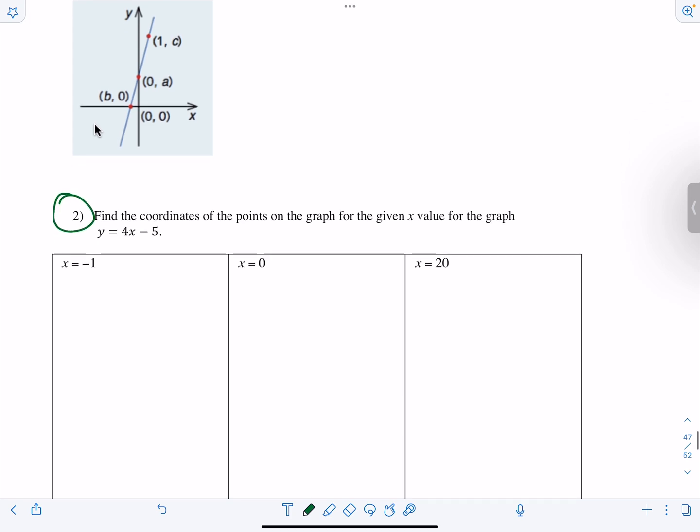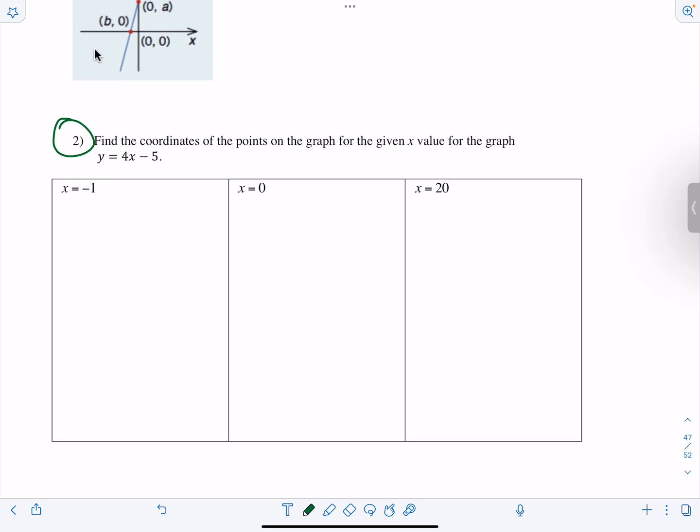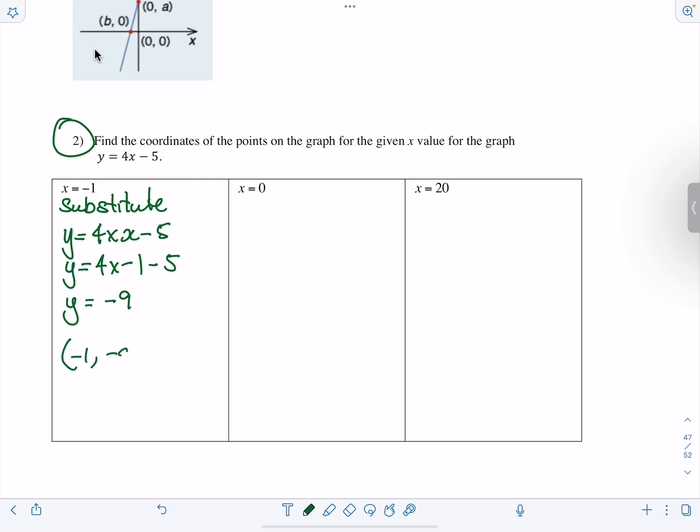Find the coordinate of the point on the graph for the given x value for the graph. Okay, so we're going to substitute. Okay, so y is equal to 4 times x minus 5. Y is equal to 4 times negative 1 minus 5. Put that in your calculator and you'll get negative 9. So the coordinate is negative 1, negative 9.